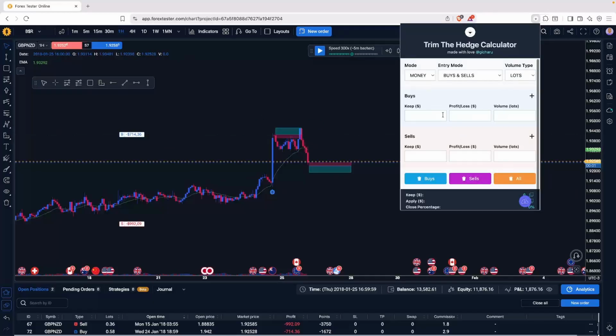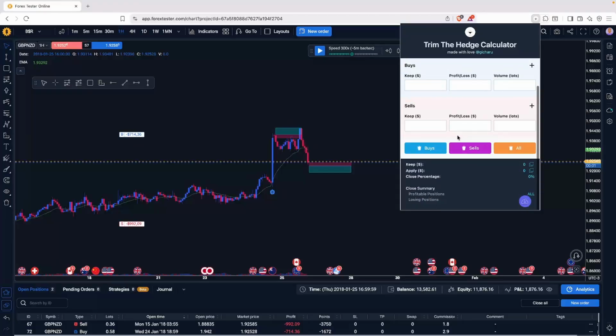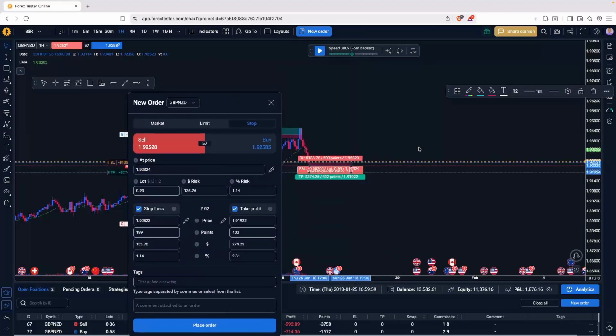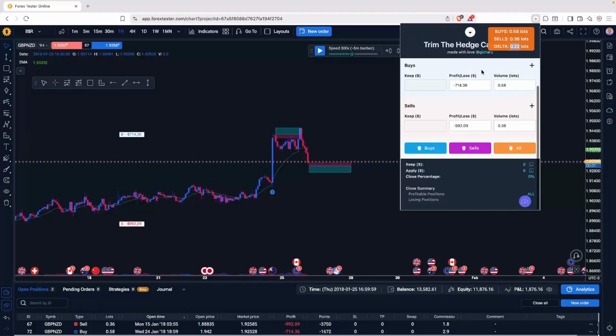For now, just open the calculator. FYI, for those who watched the previous video, I still haven't fixed the bug here, but I'll be fixing it. We are off by 0.22 lots, the delta between the two sides, basically the difference. So we are supposed to be adding a sell trade of 0.22 lots.